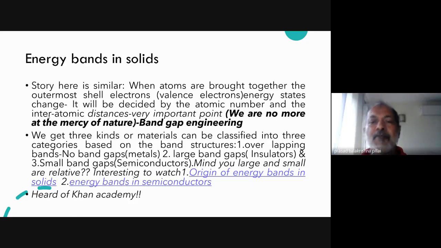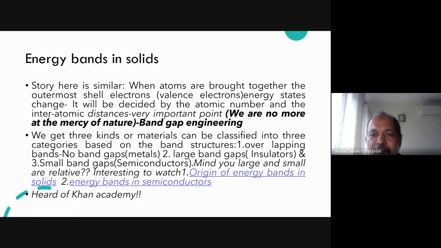The basic principle used is simple. The atomic number and the interatomic distance can be manipulated. You have the technology available, very often nanotechnology, that is what we do. You have what are known as heterostructures, where neighboring atoms may not be identical, or even the distance can be manipulated. Nature doesn't permit that, so we have to do it artificially.